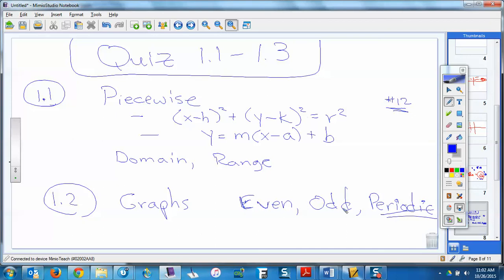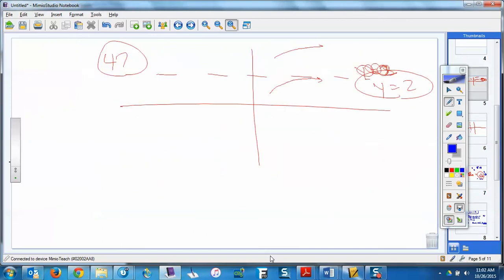But even odd, we talked about that, opposites in, the symmetry that you have, those kind of issues. Again, since you have your calculators, you're going to be able to look at a graph and tell if it's even or odd. We had that problem today where we talked about the tangent. That was a good example.